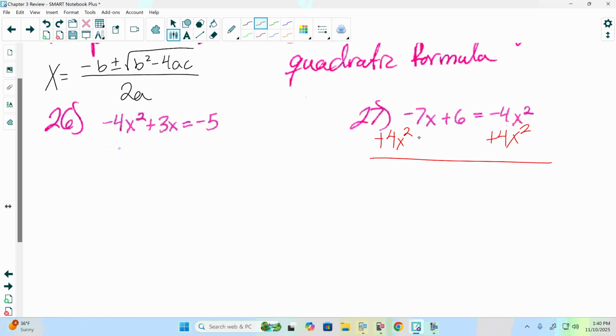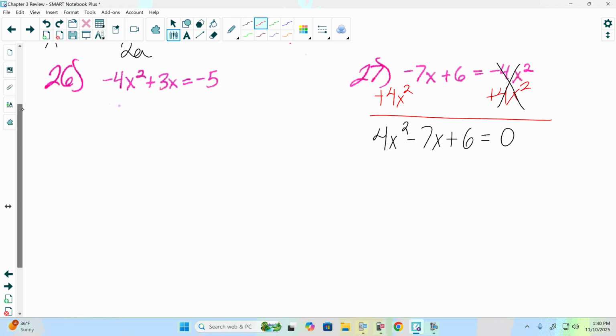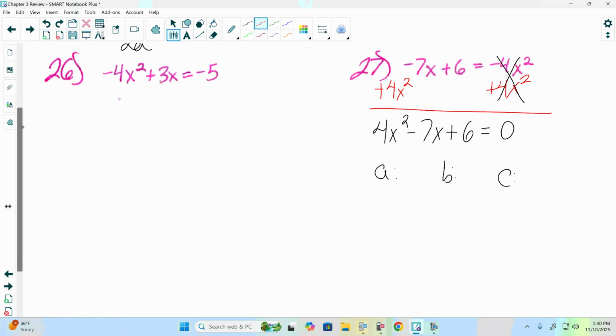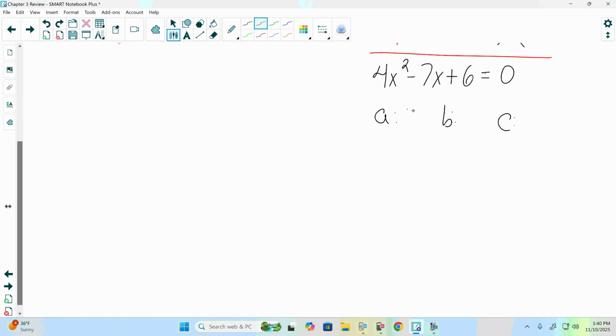The first thing we need to do is get this equation equal to 0. One way we can do that is by adding 4x squared to both sides. So we have 4x squared minus 7x plus 6 is equal to 0, because 4x squared and 7x are not like terms, so we can't combine them. The reason we get it equal to 0 is because we need to know the values of a, b, and c. A is the number in front of x squared, which is 4. B is the number in front of x, which is negative 7. And c is our number without a variable, which is 6.